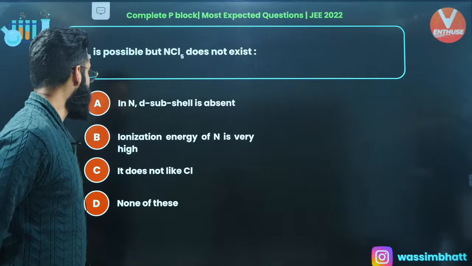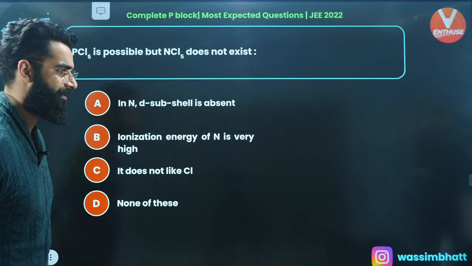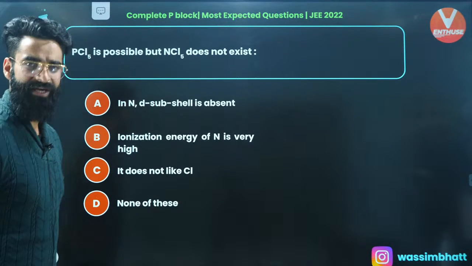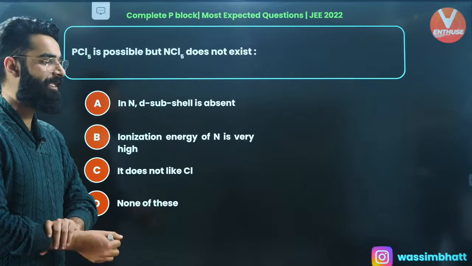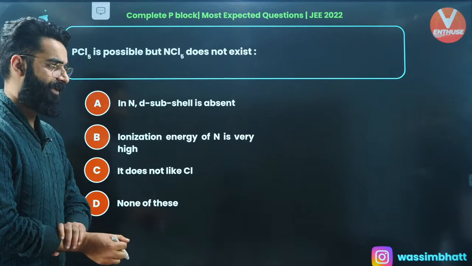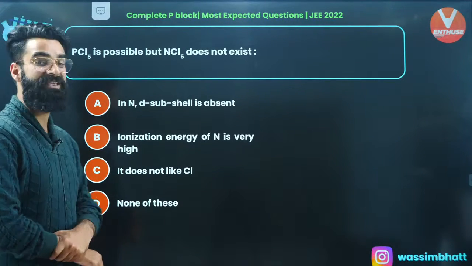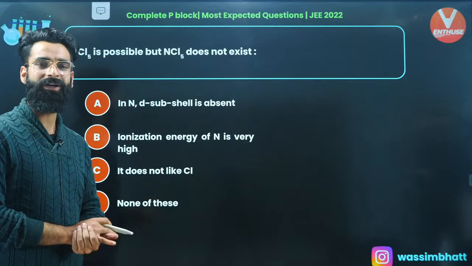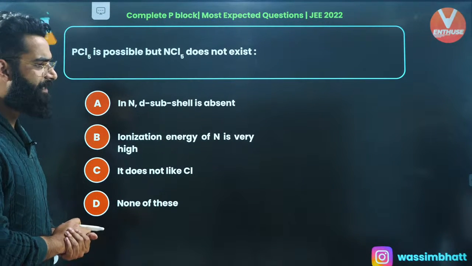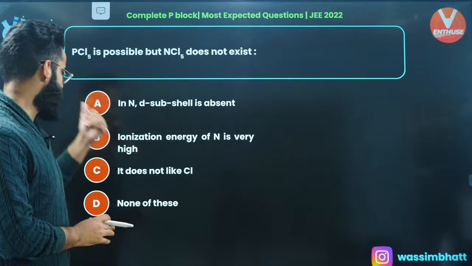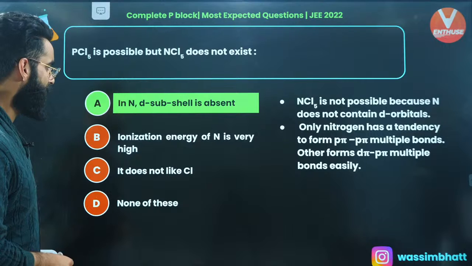Well, this is a very common question. PCl5 is possible, whereas NCl5 does not exist. Why? What is the reason behind that? Because in case of nitrogen, we do not have the d orbitals present, whereas in case of phosphorus, due to the presence of vacant d orbitals, it forms PCl5 as well. Nitrogen cannot exceed its covalency beyond 4. So it's going to be option A, which perfectly fits this one, and I'm sure you all must already be knowing about this.